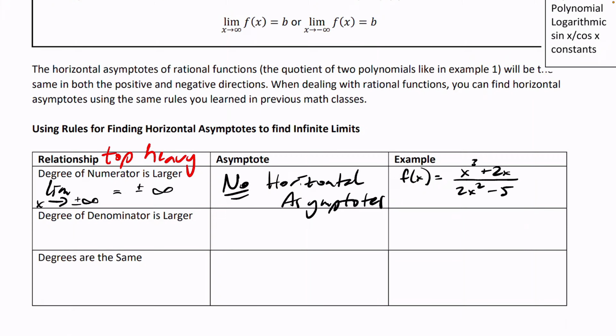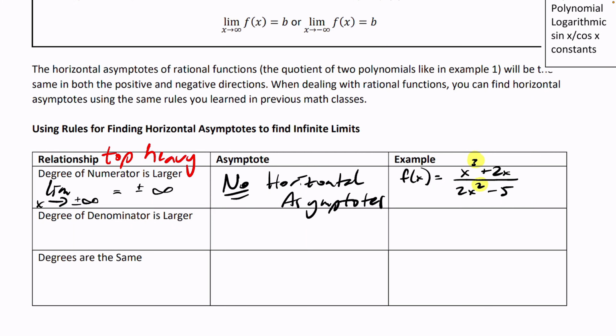What is the degree of the numerator? So what's the biggest power of the numerator? 3. x cubed. What is the degree for the denominator? 2. Which degree is bigger, the top or the bottom? Top. So it's top heavy. So this one is top heavy.